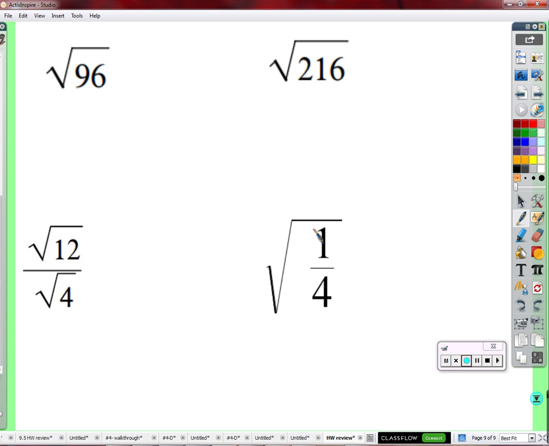So given all that, let's do a few practice problems. All right? So let's practice from yesterday, and some practice from what we just talked about. I'm using the square root of 96 to show you maybe a way to get at the simplest form with a little less guess and check, okay?